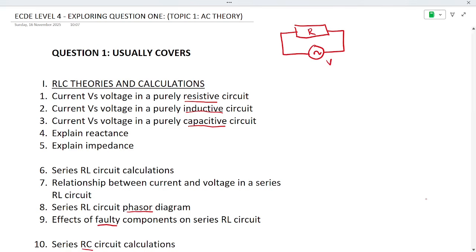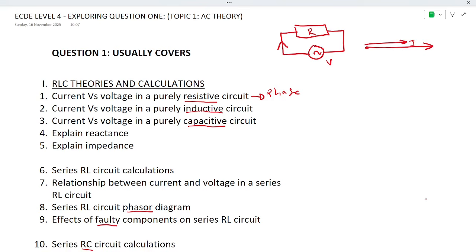So there is a current flowing in the circuit. What is the behavior of current versus voltage in a purely resistive circuit? Current and voltage are in phase. So we say they are in phase. You will notice even when they ask you to draw the phasor diagram. A phasor diagram is only a representation of current and voltage through vectors. So they are aligned in parallel like that, just to show that they are flowing in the same direction.